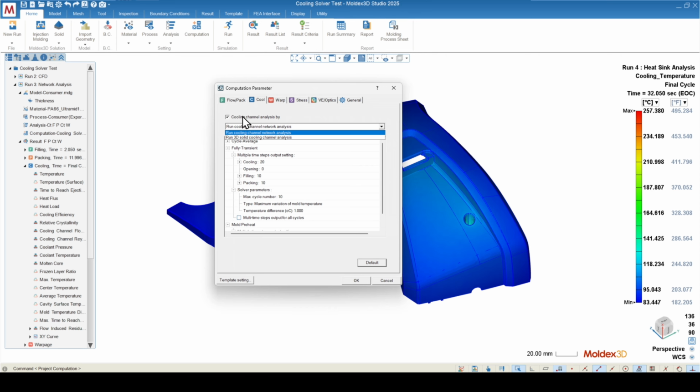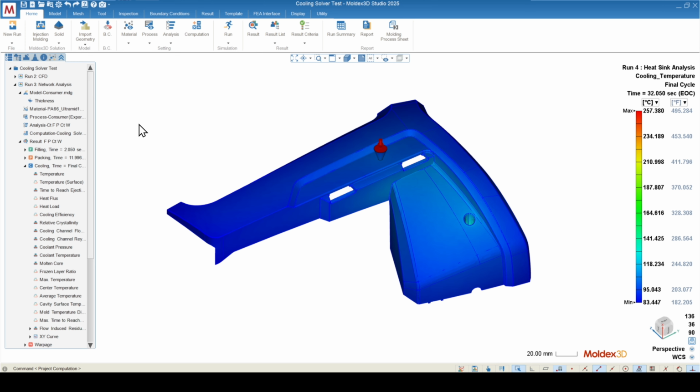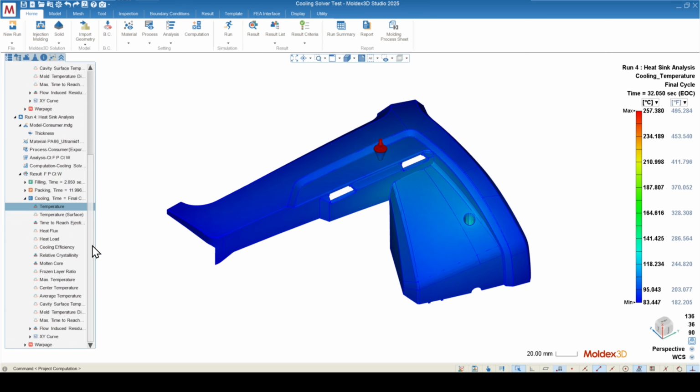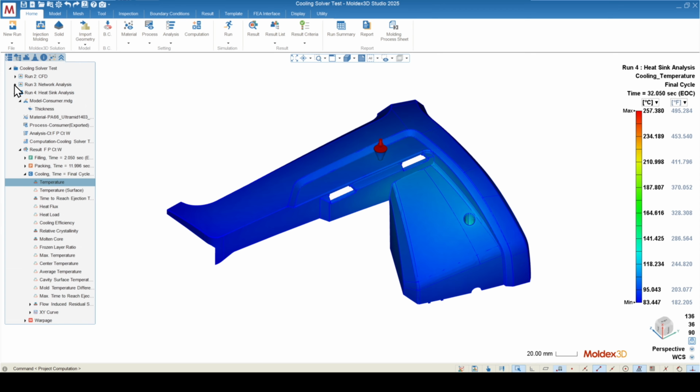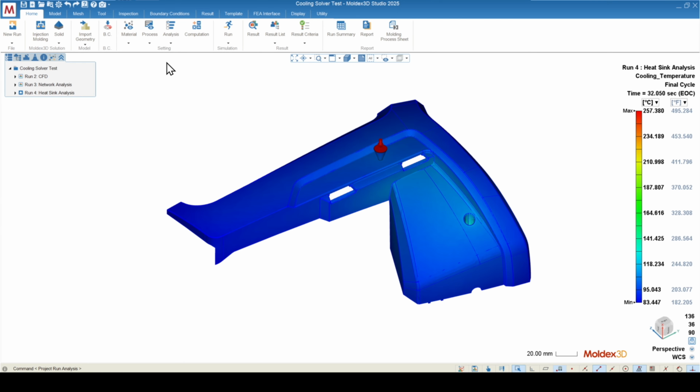I've run a simulation here to see what the relative output differences are between the three different types of analyses. So I have my CFD analysis, I have the network analysis, and then a little bit further down here, I have my heatsink analysis. All right, so this represents all three of those analysis option types. And I've run a full warpage analysis, CT, FP, CTW, for each of these to see if there's any impact on the final warpage results.